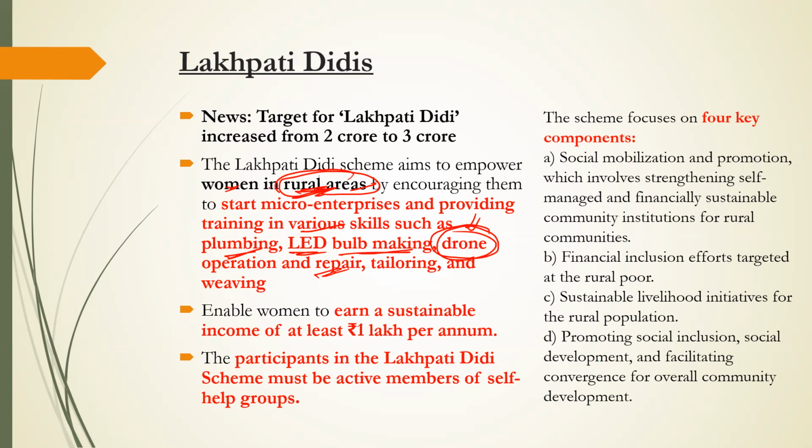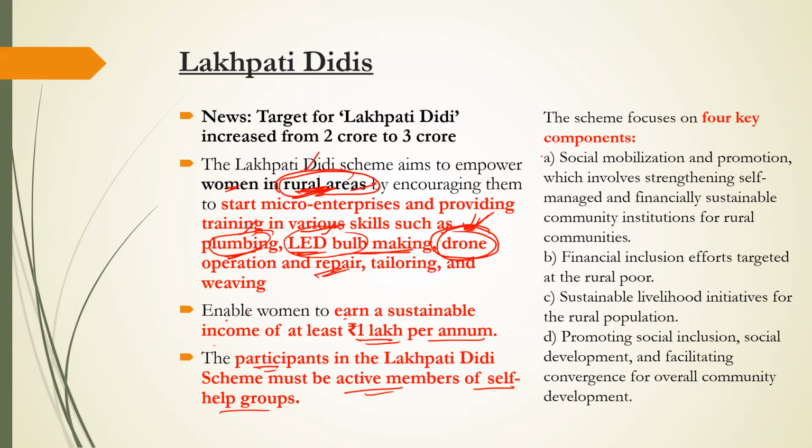First, the beneficiaries are women in rural areas. The second is the skill that will be imparted: plumbing, LED bulb making, even drone operation. Now the third one is a sustainable income. As the name suggests, they want the woman to earn a sustainable income of at least 1 lakh per annum. The participants in the scheme must be active members of self-help groups. The government wants to empower self-help groups also, so only active members of SHGs can participate under this scheme. These are the major points to keep in mind.